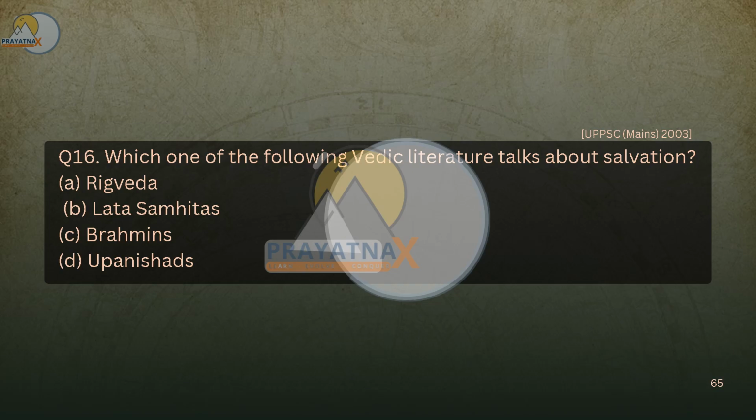Which one of the following Vedic literature talks about salvation? So the options are Rigveda, Lata Samhita, Brahmins, and Upanishad. So obviously, Upanishad is a collection of philosophy within the Vedas, it discusses concepts like Atma, Moksha, and other things. So the correct answer here would be Upanishad, as it has discussion on salvation in the Vedic literature, and it is the primary source and the only source for discussion on salvation.